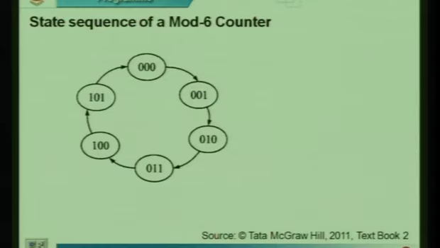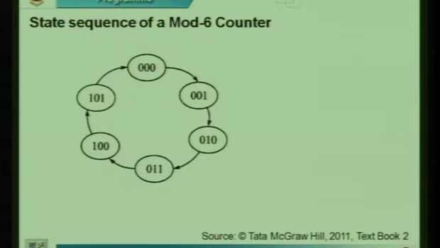For example, let us say the design problem that is given to us is to design a mod 6 counter. To design a mod 6 counter, we follow an approach called a finite state machine. What is a finite state machine? The first thing we have to realize is, if we were to implement a mod 6 counter, the number of states would be 6.